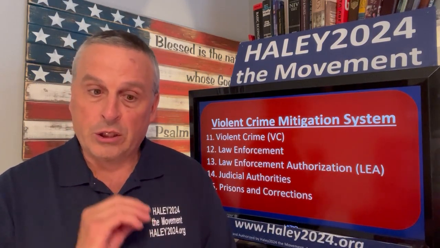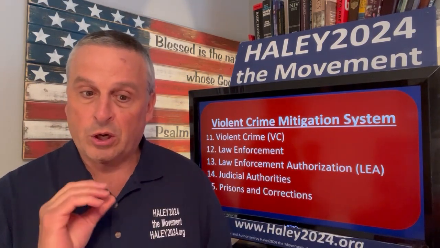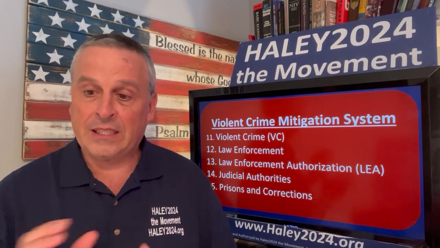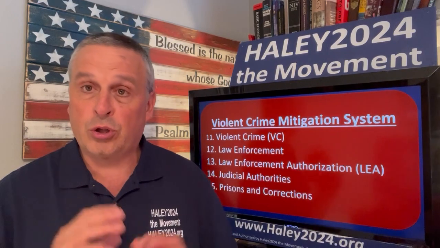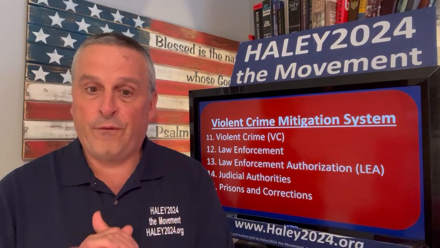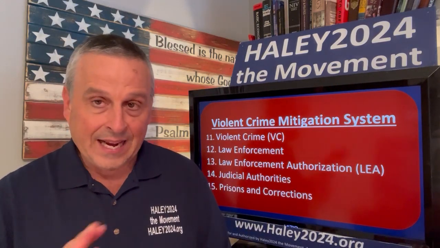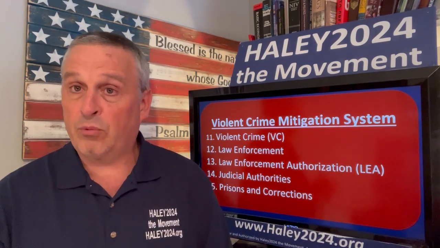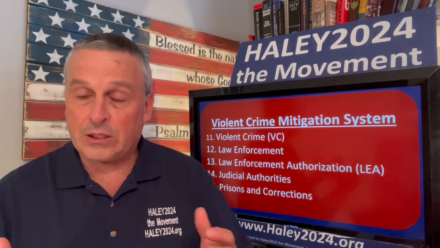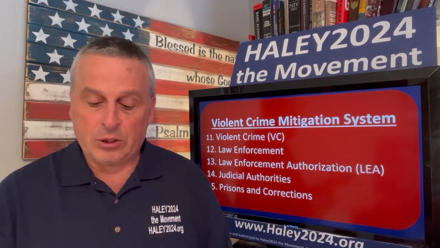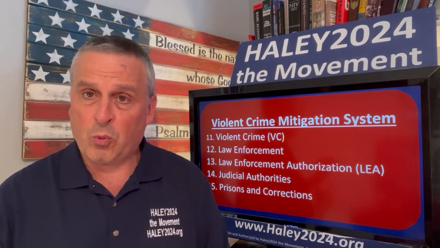So the people who are in charge of violent crime are different than the people who are in charge of law enforcement, different than the law enforcement authorization agencies, different between the court system, the judicial authorities, and different between prison and correction. These 5 sectors deal with the full violent crime mitigation system, and other sectors have to go through the judicial system for litigating their policies as well. So let's keep on going through this. Now, the rating system is going to give high quality information from a wide variety of perspectives.